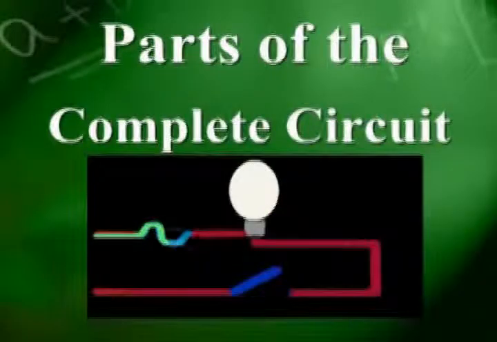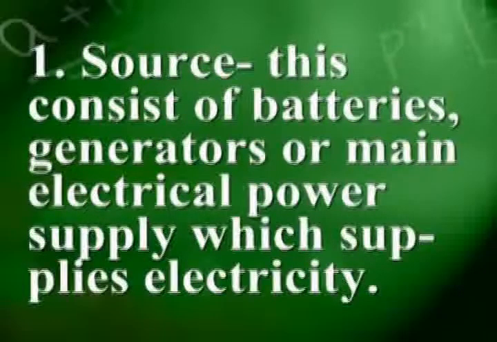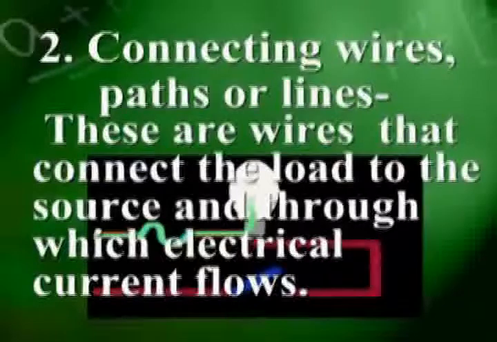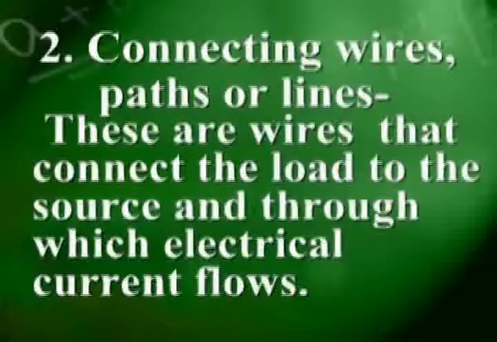Parts of the complete circuit are: number 1, source. This consists of batteries, generators, or main electrical power supply which supplies electricity. Number 2, the connecting wires, paths, or lines. These are wires that connect the load to the source and through which electrical current flows.